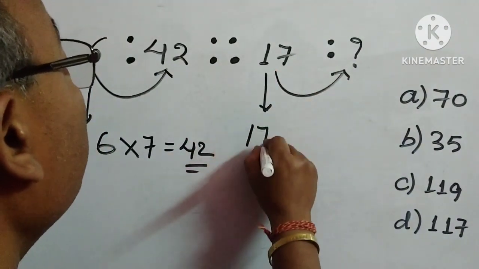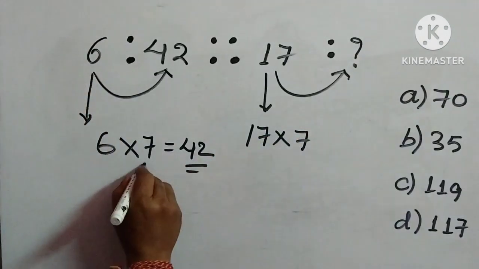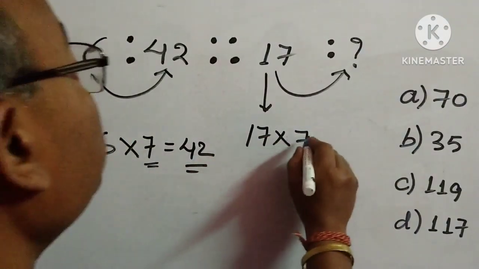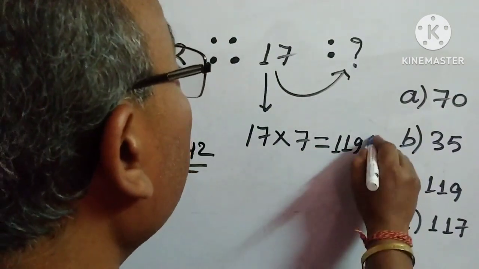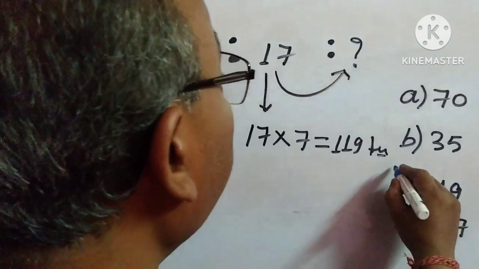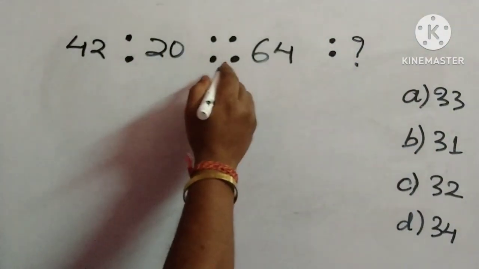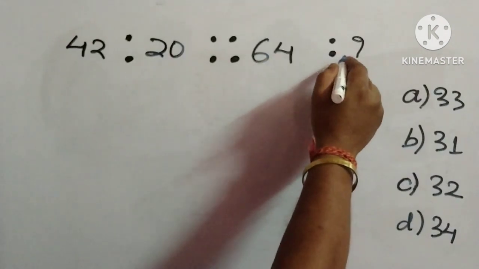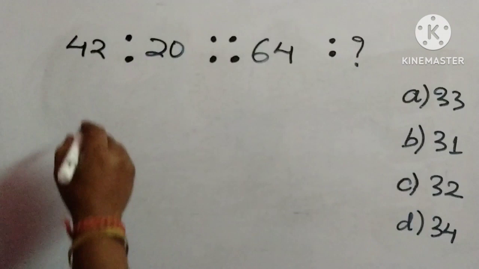So, what we have to do? We will consider this 7 and multiply with 7 as we have multiplied with 7 over here. So, 17 into 7 is 119. So, this one is the answer. Option C. Next question, 42 is to 20 is equal to 64 is to what? We have to find out this number and the 4 options are given.